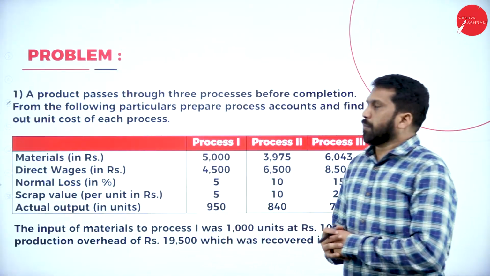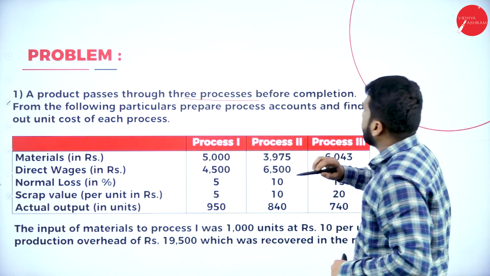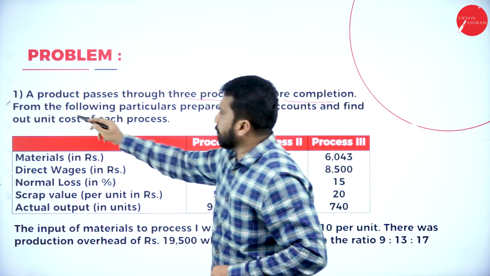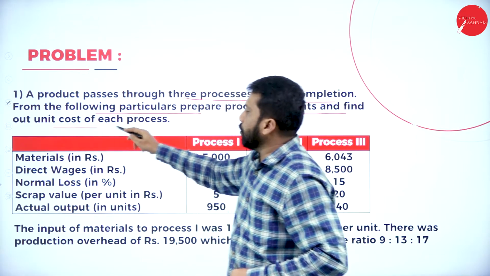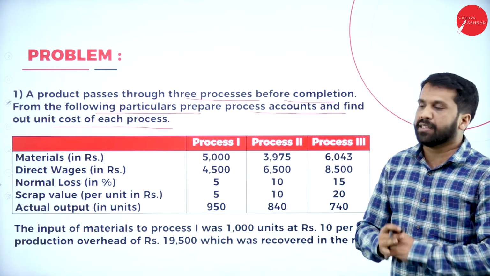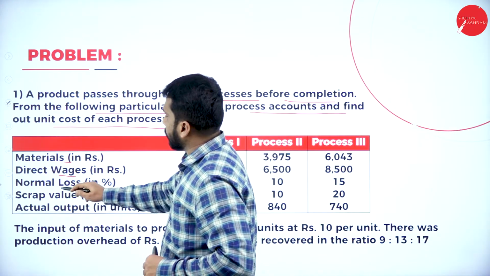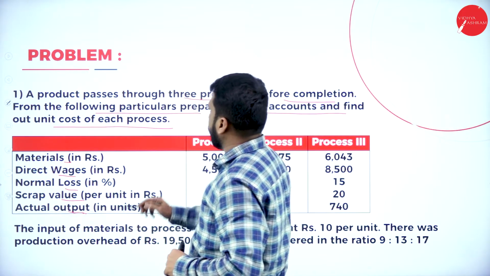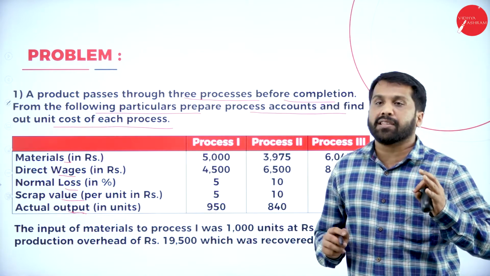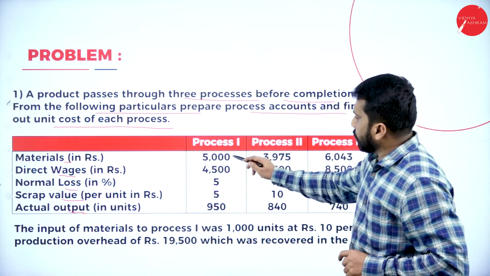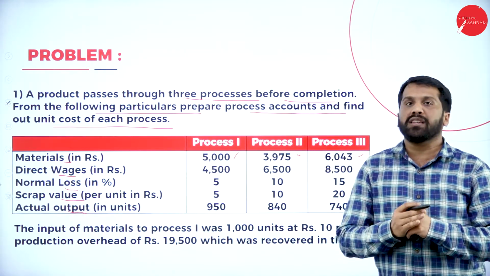We'll go for problem number 1. A product passes through 3 processes before completion. From the following particulars, prepare process accounts and find out the unit cost of each process. Now, what happens in this? Material, direct wages, normal loss, scrap value, actual output. It is given over process 1, process 2 and process 3. These are the information we have.